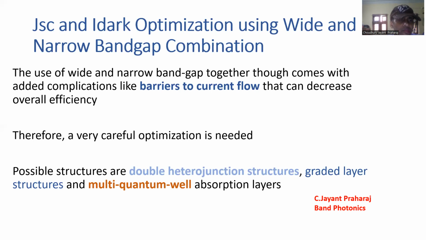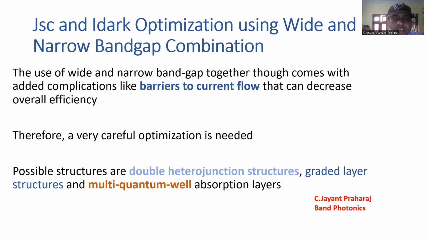So the possible structures for solar cells made from indium gallium nitride are, for example, double heterojunction structures, graded layer structures, and multi-quantum well absorption layers. Now, we talk mostly about the second type, the graded layer structures, in this talk. In the graded layer structure, we typically do a quasi-continuous type grading of indium gallium nitride, and you optimize the device grading to achieve the highest power conversion efficiencies and the highest quantum efficiencies from this device.